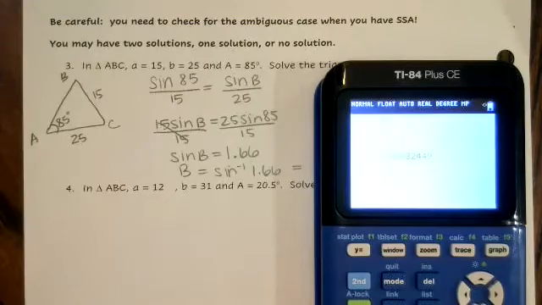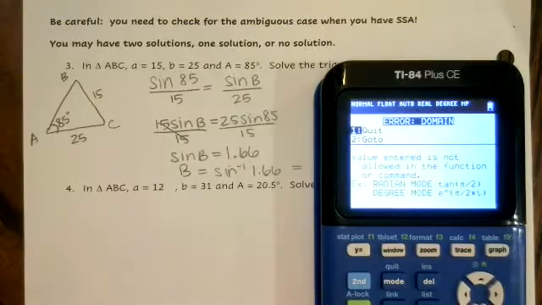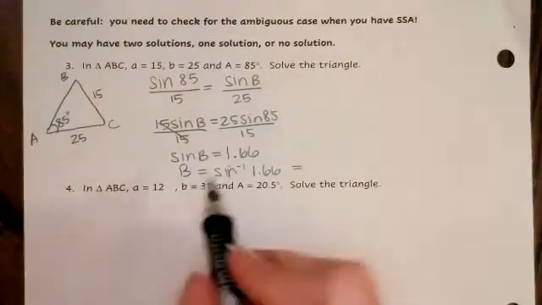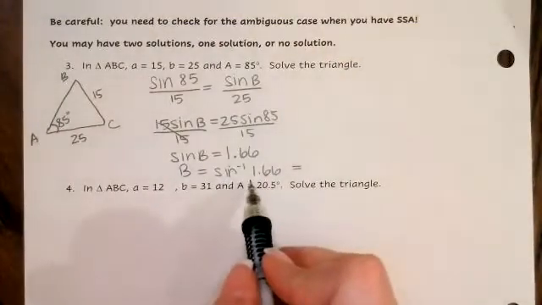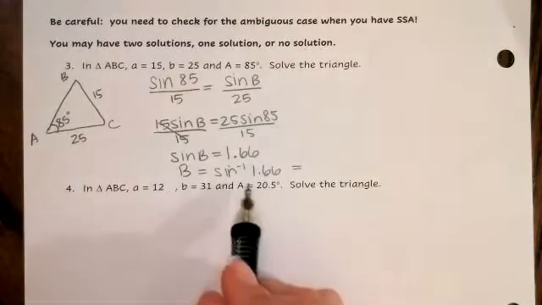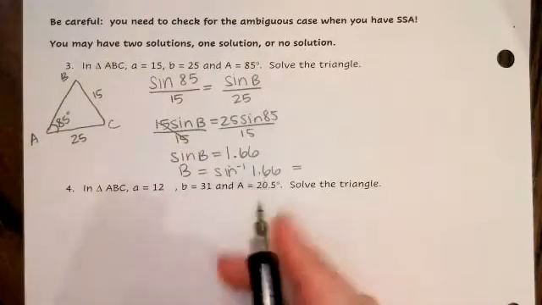I hit enter, and it tells me error. You may have noticed that already because we know we can't take the inverse sine of 1.66. That's out of our range since sine only goes from -1 to 1. This does not fit in the range.